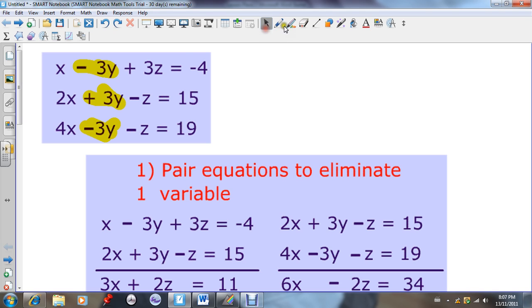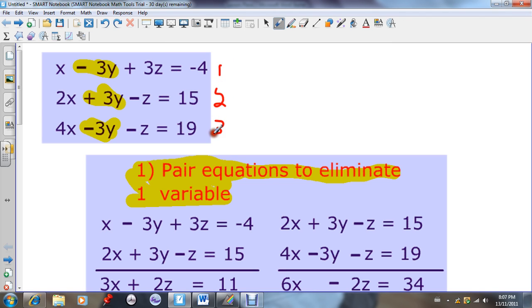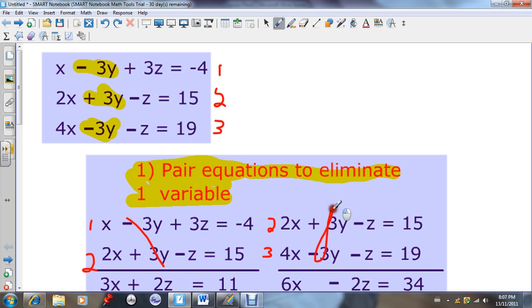Now, what we do down here, we're going to pair equations to eliminate one variable. Which variable? It doesn't matter which variable, right? So look, simply put, let's say this is equation 1 here, and this is equation 2. This is equation 3. We're adding 1 to equation 2. We're going to cancel off the y's. We're adding 2 to equation 3. We're going to cancel out the y's here. Okay? Easy stuff. Add them straight up and down.